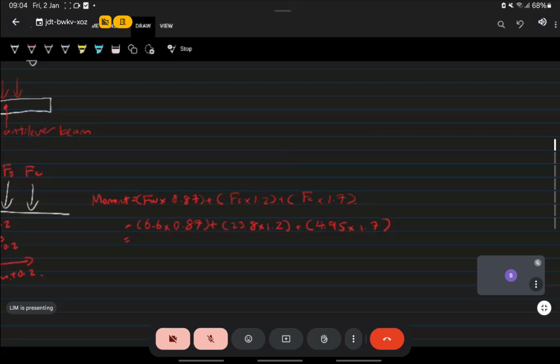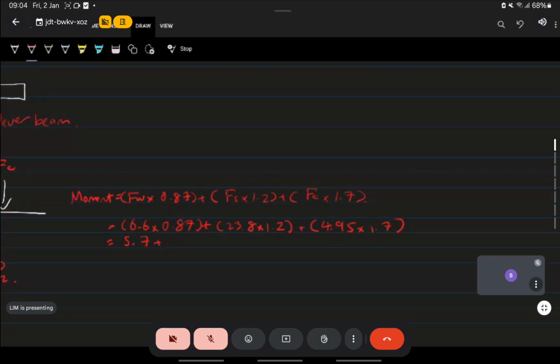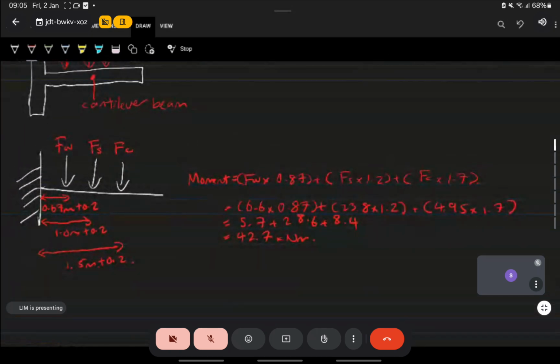So 6.6 times 0.87 is 5.7, plus 23.8 times 1.2 is 20.6, plus 4.95 times 1.7 is 8.4. So that's your moment. 5.7 plus 20.6 plus 8.4. There, your moment is 42.7.